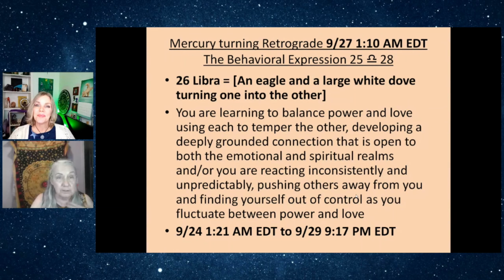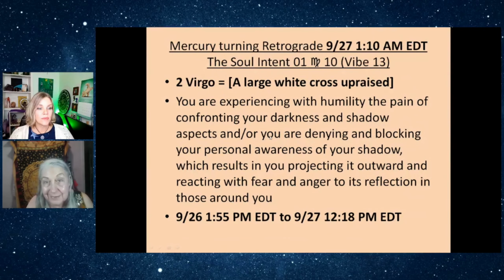Right. Now we're going to look at the soul level, which is the 13th vibration, and the spirit level, which is the 169th vibration. Those are smaller time periods. It concentrates more and more in on the actual time when the retrograde occurs. Okay, so the second symbol is a large white cross upraised. Look at the bottom: this is between September 26th at 1:55 p.m. and September 27th at 12:18 p.m., almost 24 hours, with the time of the retrograde right in the middle of it.